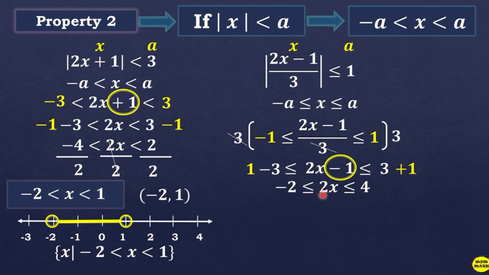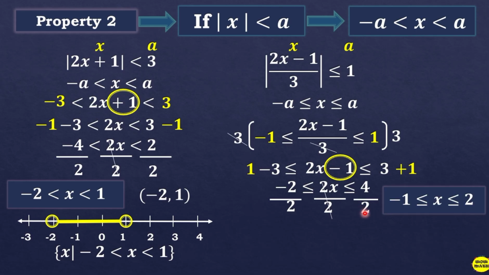Since meron pa tayong coefficient, divide both sides lahat by 2. So, this will be cancelled. So, ang may iwan na lang po is x. And then ito, negative 2 divide 2, negative 1. 4 divide 2 is 2. So, ito na po siya. Negative 2 divide 2 is negative 1. 4 divide 2 is 2. And then, copy your inequality. Okay, so let us graph.